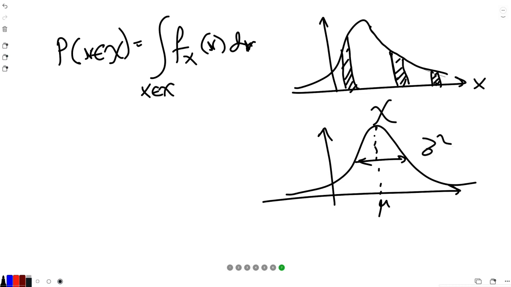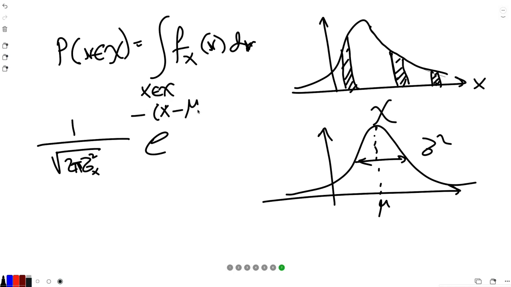Usually this is given for a single random variable as 1 divided by the square root of 2 pi sigma x square, multiplied by the exponent of minus x minus its mean mu x, squared, divided by 2 sigma x square. So this is known as the formula of the normal distribution.